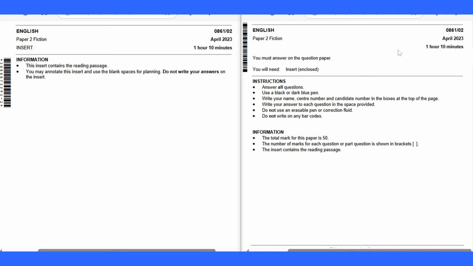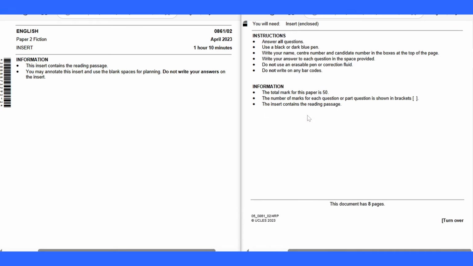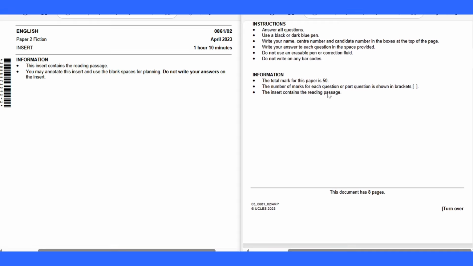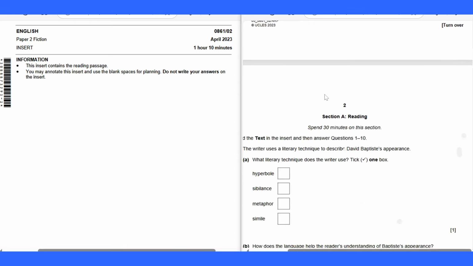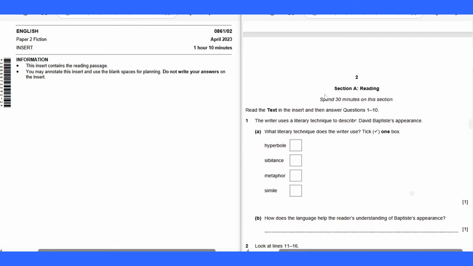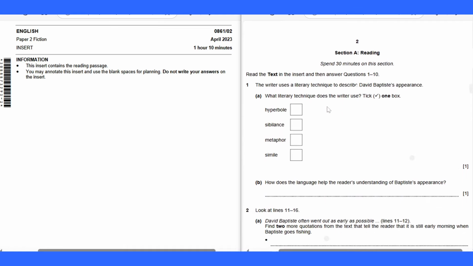Today we are going to discuss English paper 2. On our left hand side is the inserts, and on our right hand side is the questions. The code for this paper is 0861/02. This is fiction. Total duration is 1 hour 10 minutes. So we have two sections as usual. Total mark is 50. And section A, reading as usual, 30 minutes in this section.